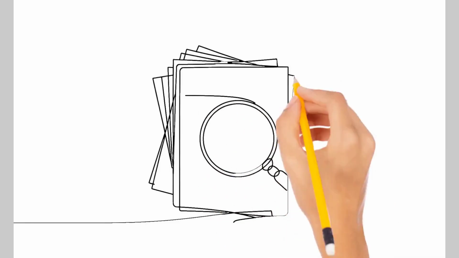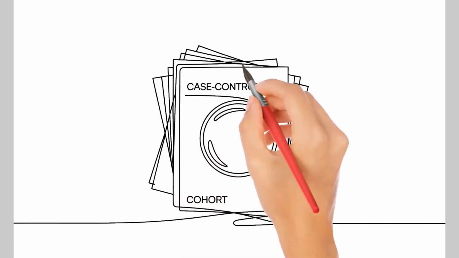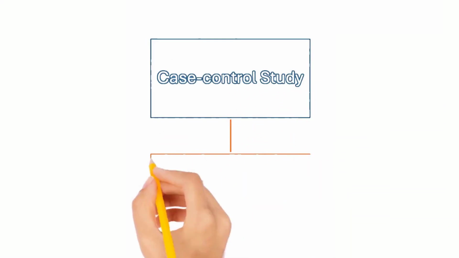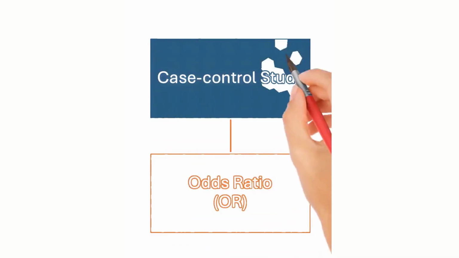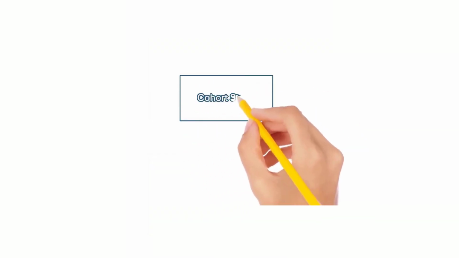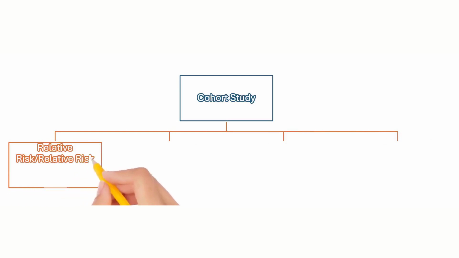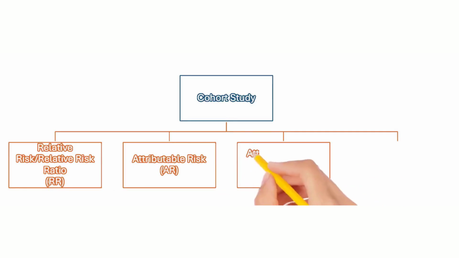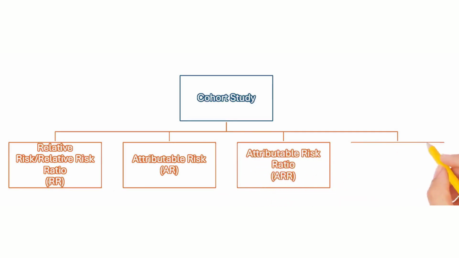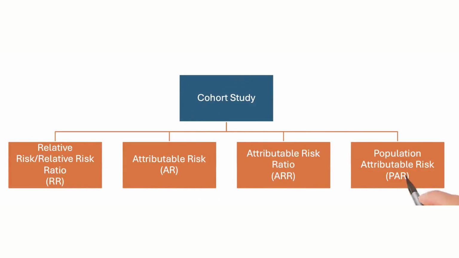Now that we've understood the study designs, let's move forward and talk about the measures of association used in case control and cohort studies. In case control studies, the key measure of association is the odds ratio, or OR, which compares the odds of exposure between cases and controls. And in cohort studies, we'll explore several important measures of association. Relative risk, which compares the risk of disease in exposed versus non-exposed groups. Attributable risk, which tells us how much of the disease among the exposed can actually be linked to the exposure. Attributable risk ratio, which expresses that excess risk as a percentage. And population attributable risk, which reflects the overall impact of an exposure on the entire community.